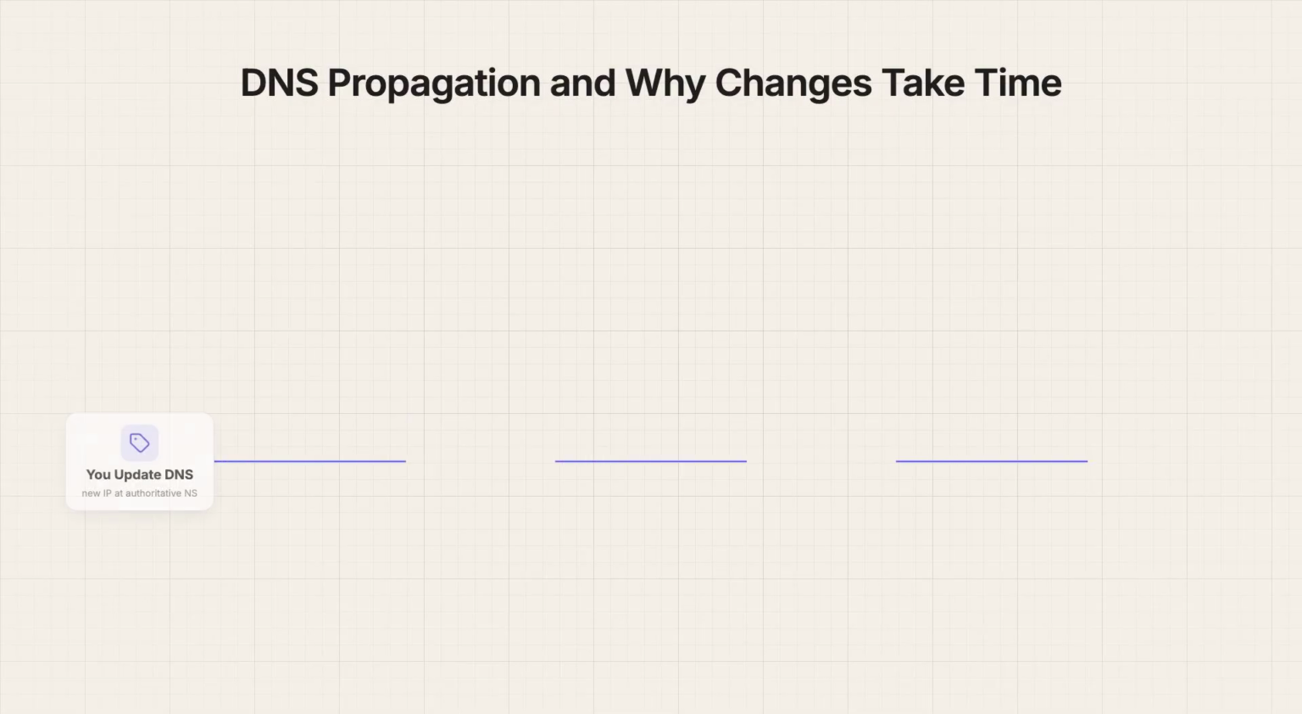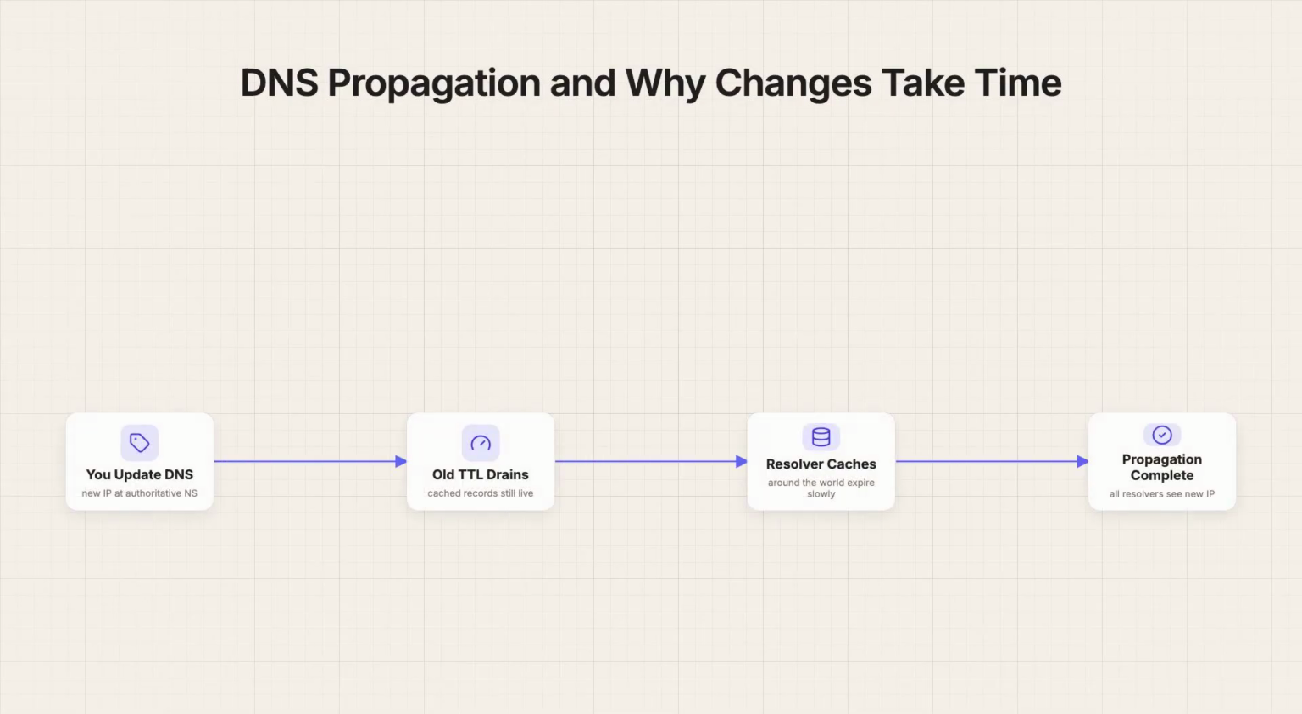When you change a DNS record, the authoritative server updates instantly, but the rest of the internet does not know yet. Every resolver and browser holding a cached copy of the old record will keep using it until its TTL expires. With a TTL of 3600, that means up to 1 hour. The older records may have been cached with longer TTLs. Lowering your TTL before a planned change shrinks the propagation window significantly.